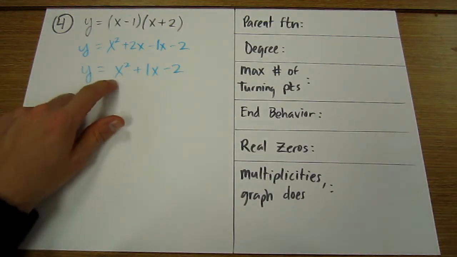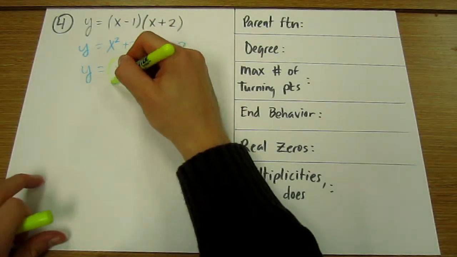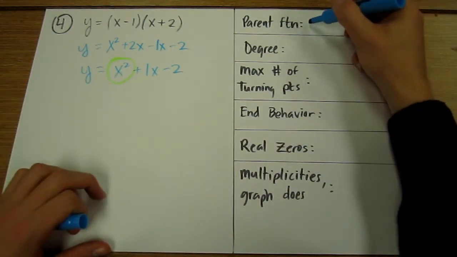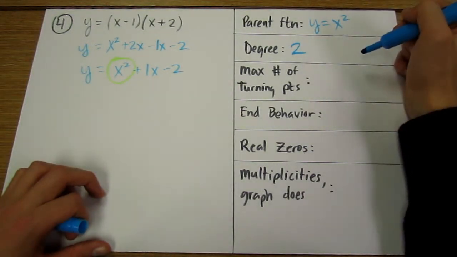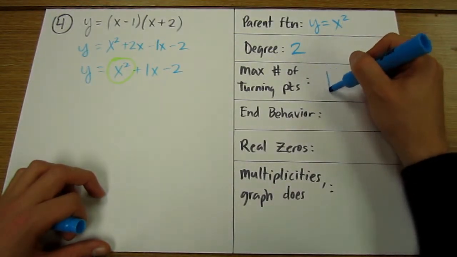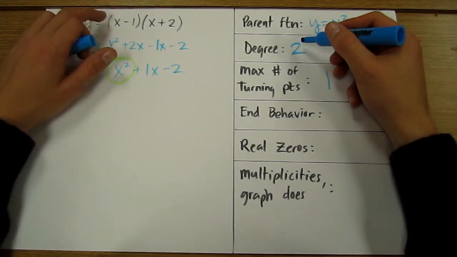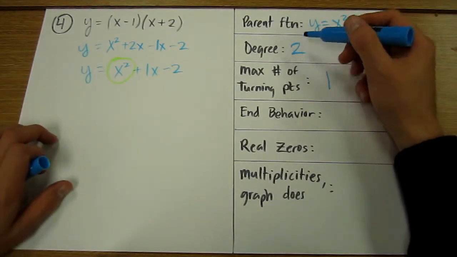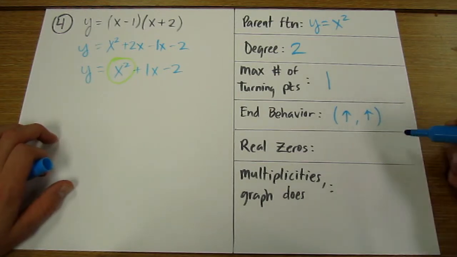This helps me know what my parent function should be, because all we have to do is look at this first term. It's going to behave generally like this. So our parent function is y equals x squared. Our degree is going to be 2 because that's the exponent that goes with that. The maximum number of turning points is going to be 1 less than the degree, so 1. For our end behavior, we have to look at the degree and the sign in the front. We have a positive sign here, which we don't really put, it's implied, and our degree is even. So we're going to be going up on the left-hand side and on the right-hand side.